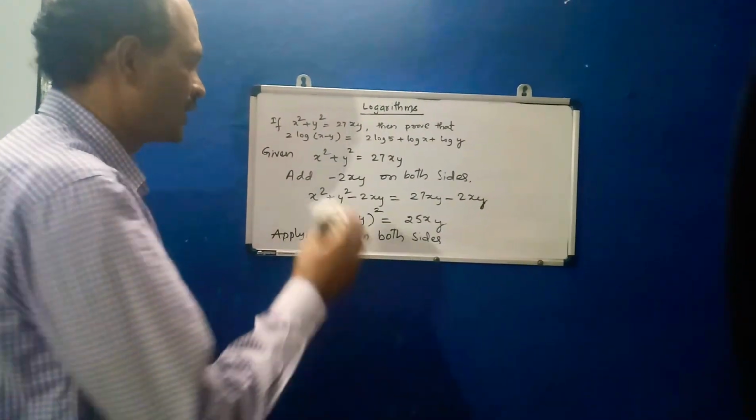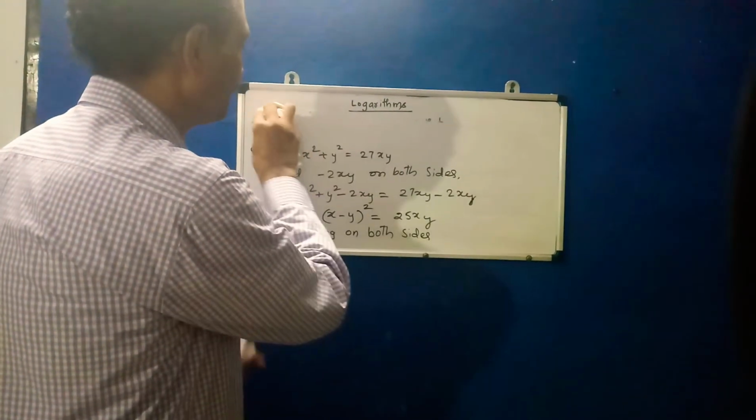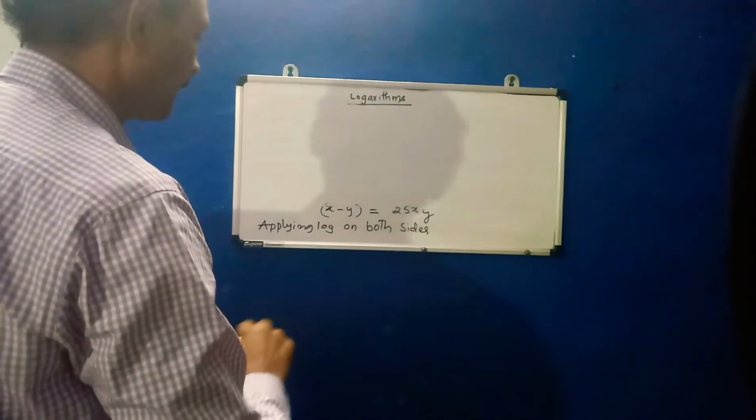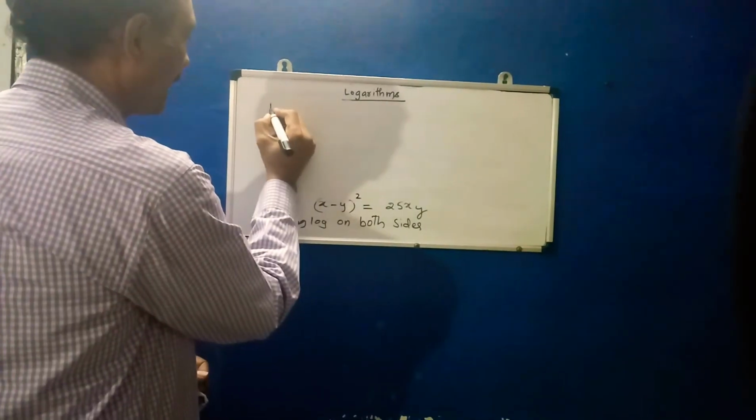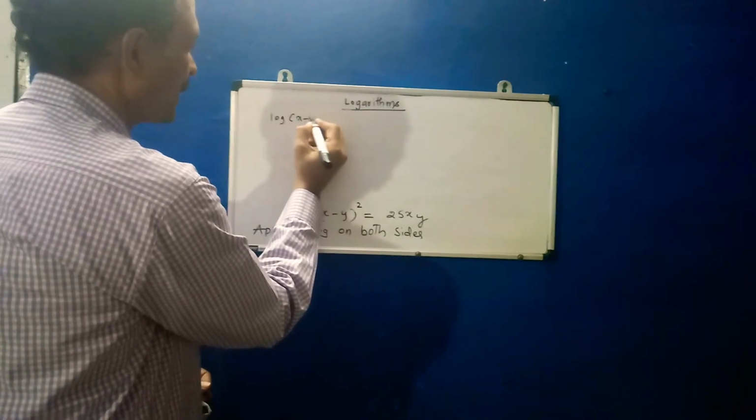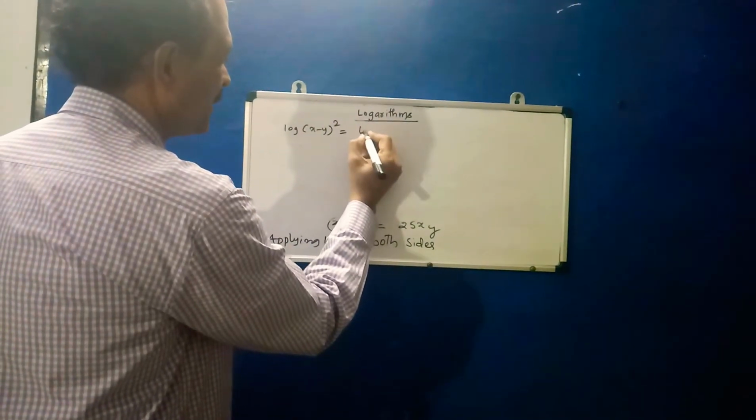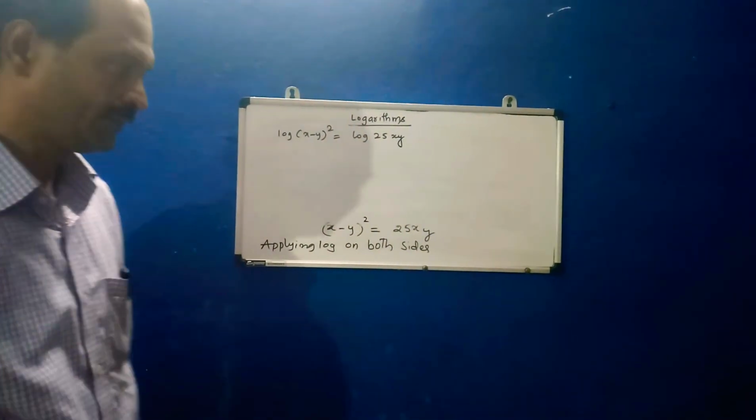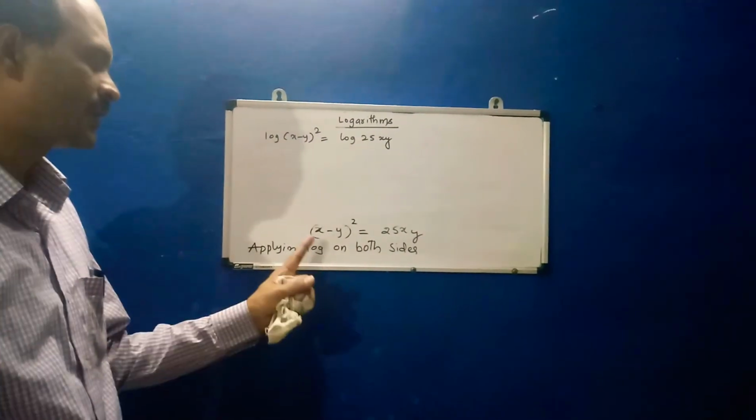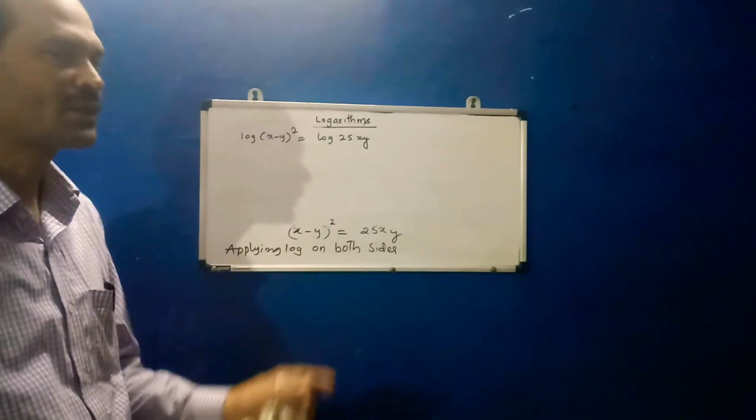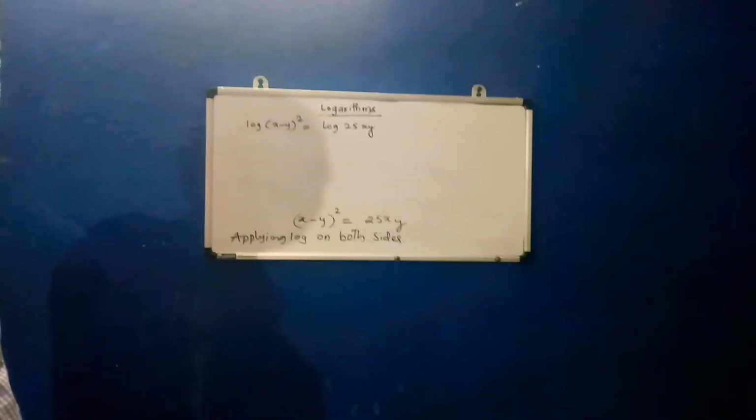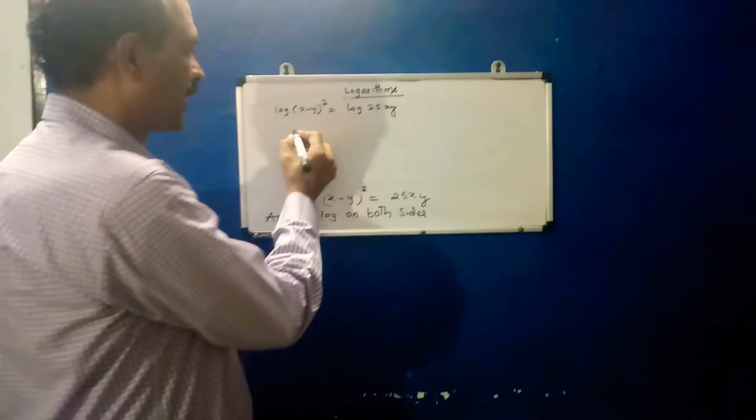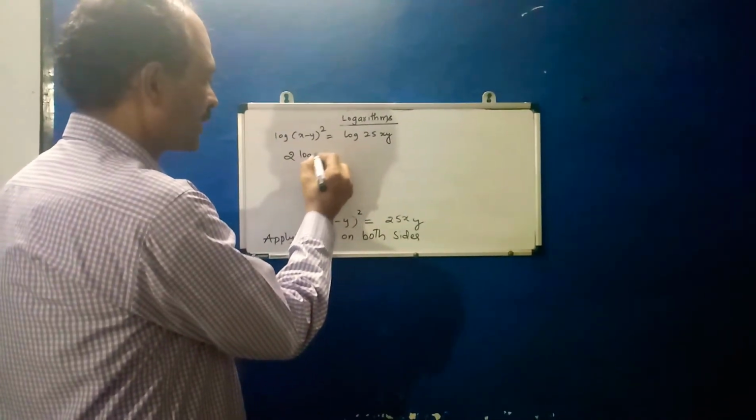Okay, it now changes like this. Log (x minus y) whole square is equal to log 25xy. When we apply log on both sides, now apply the log formulas here. This is like log a power m, which is equal to m log a. So therefore this is 2 log (x minus y).